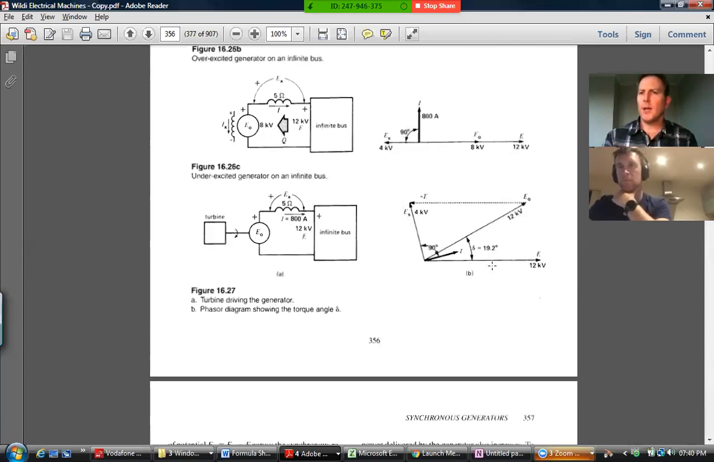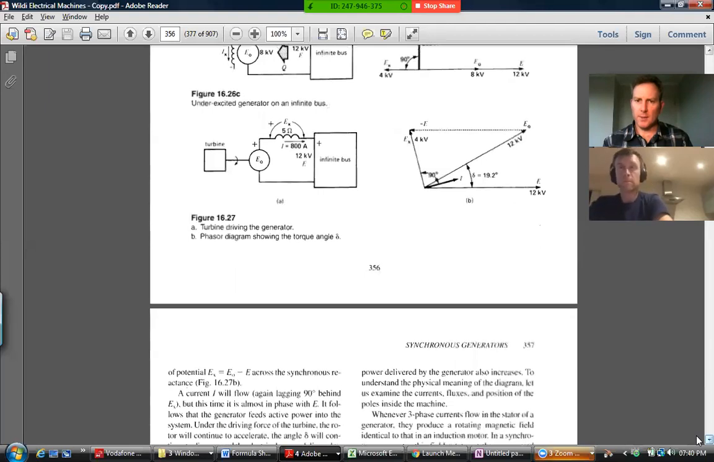So generally speaking, playing with the exciting current mostly changes the reactive power, and playing with the torque mostly changes the real power. But when you do one thing, it affects the other slightly, so you often have to make a readjustment of the exciting voltage if you want to keep things at a certain operating point. Okay, so that's the procedure there.